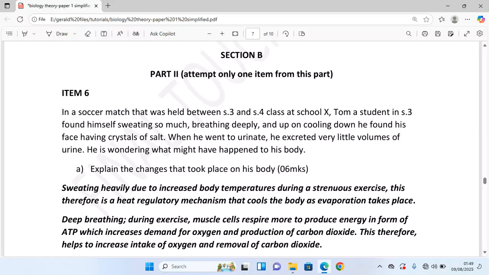So here we are having an item generated from excretion, saying in a soccer match that was held between senior 3 and senior 4 class at school X, Tom, a student in senior 3, found himself sweating so much, breathing deeply, and upon cooling down, he found his face having crystals of salt. When he went to urinate, he excreted very little volumes of urine. He's wondering what might have happened to his body. So in this concept, what do you do?